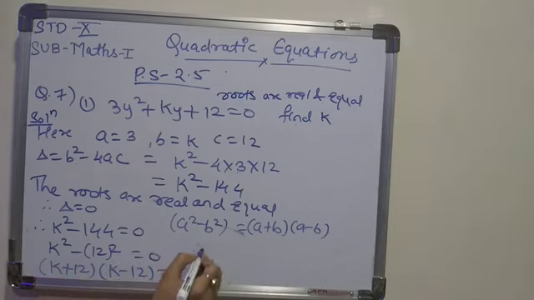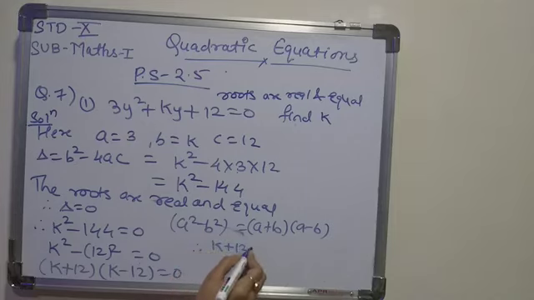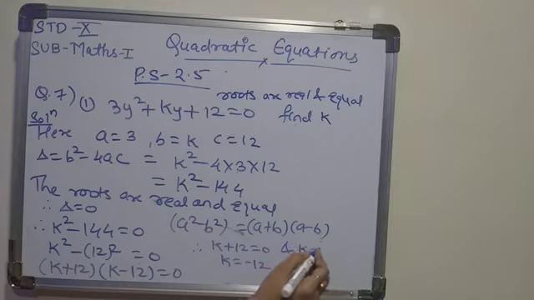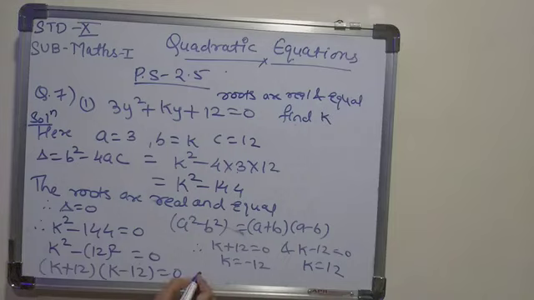So therefore your k plus 12 is equals to 0, so your k is minus 12, and your k minus 12 is equals to 0, so k value is 12. Right. So value of k is plus 12 and minus 12. Clear? So this is how you are going to solve the sum of practice set 2.5.